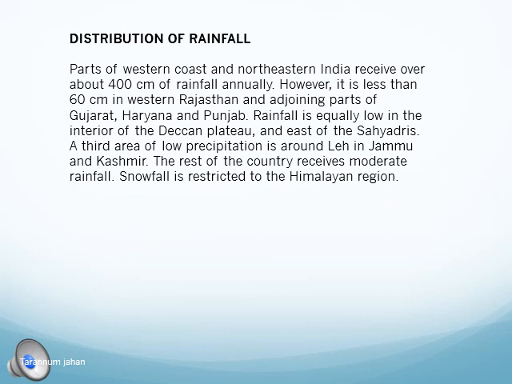Now, how is the distribution of rainfall overall in India? The rainfall over India is unevenly distributed. The western coastal areas and the northeastern part receive about 400 centimeters of rainfall. The western coast is nothing but the Western Ghats, and the northeastern part is nothing but the Purvanchal mountain side.